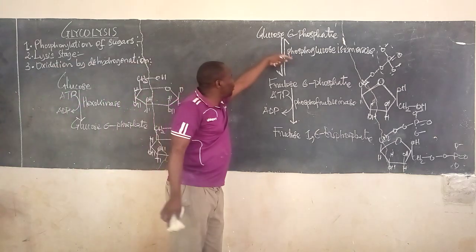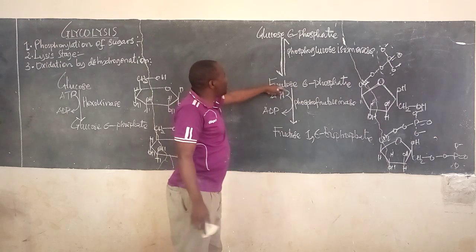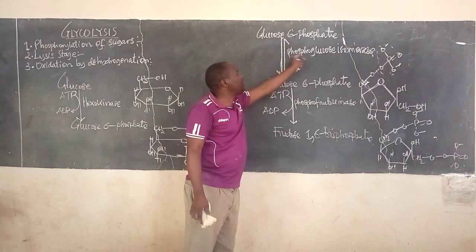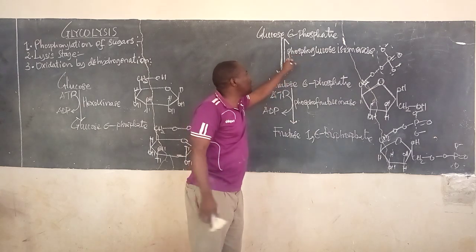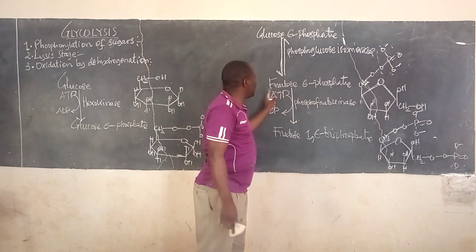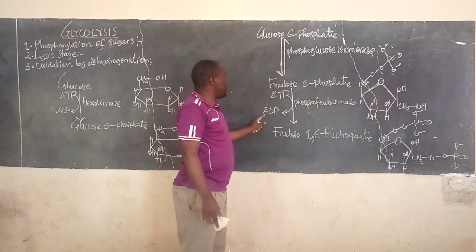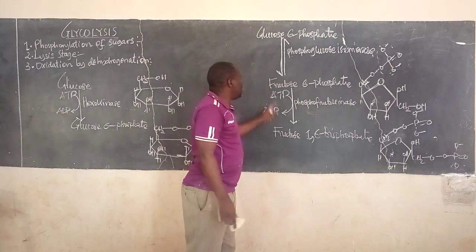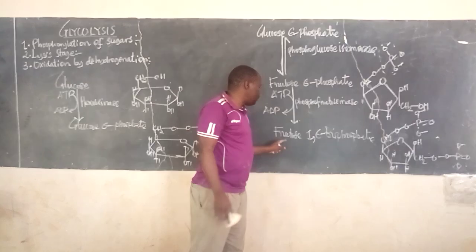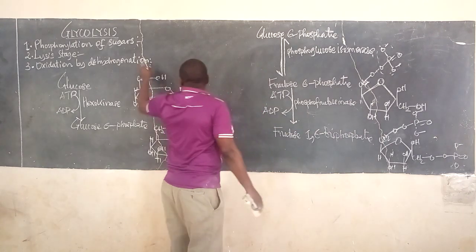From there, glucose 6-phosphate we transform into another form, again a 6 carbon sugar, fructose 6-phosphate, in the presence of the enzyme known as phosphoglucose isomerase. Then lastly, we add another ATP, where inorganic phosphate is going to fix at the first position of fructose to form fructose 1,6-bisphosphate. This is our first stage.